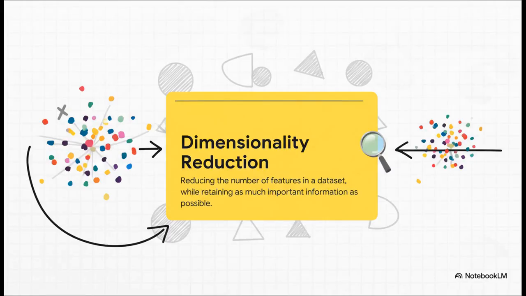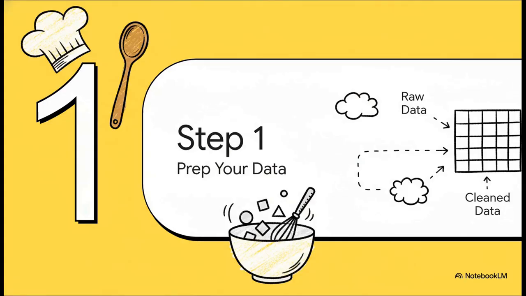Okay, so there's a technical name for this, of course. Dimensionality reduction. The goal is pretty straightforward. You want to reduce the number of features you're dealing with. But, and this is the important part, you do it intelligently, making sure you hang on to the information that really matters the most.